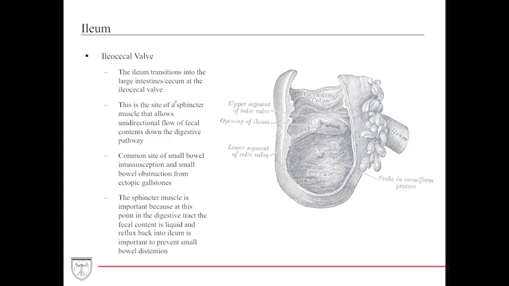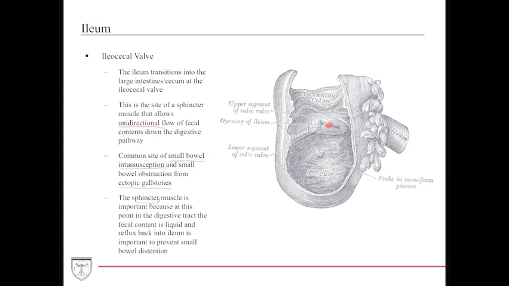The ileocecal valve is where the ileum transitions into the cecum. There's a sphincter here that allows for unidirectional flow of fecal contents into the cecum and prevents regurgitation back into the ileum. It's also a site of small bowel intussusception in infants or in elderly individuals, and can be a location in which ectopic gallstones become blocked. So if a gallstone perforates through the gallbladder, or descends down the biliary tree, it enters into the duodenum, will then pass through the jejunum, pass through the ileum, and can get stuck here and cause intussusception and abdominal pain.